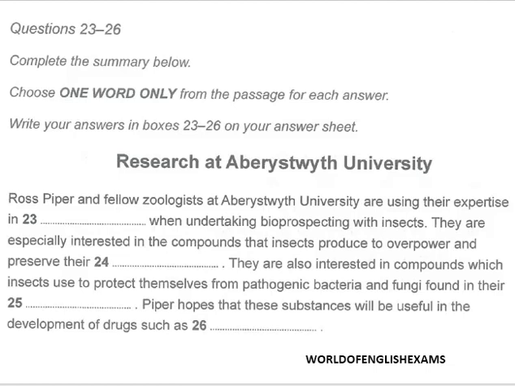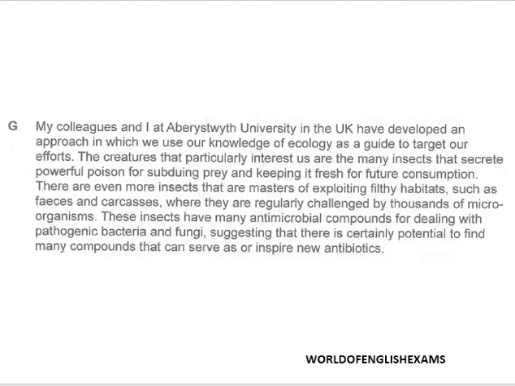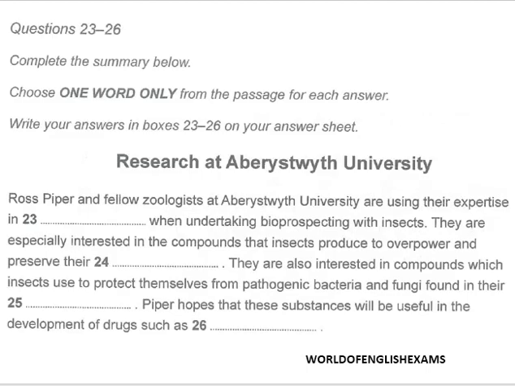Then now let's proceed with answering the final statement. Piper hopes that these substances will be useful in the development of drugs such as dash. So what is the example of the drug? So suggesting that there is certainly a potential to find many compounds that can serve as or inspire new antibiotics. So drugs such as antibiotics. So let's read the statement. Piper hopes that these substances will be useful in the development of drugs such as antibiotics. So clearly the meaning is conveyed in the right sense.